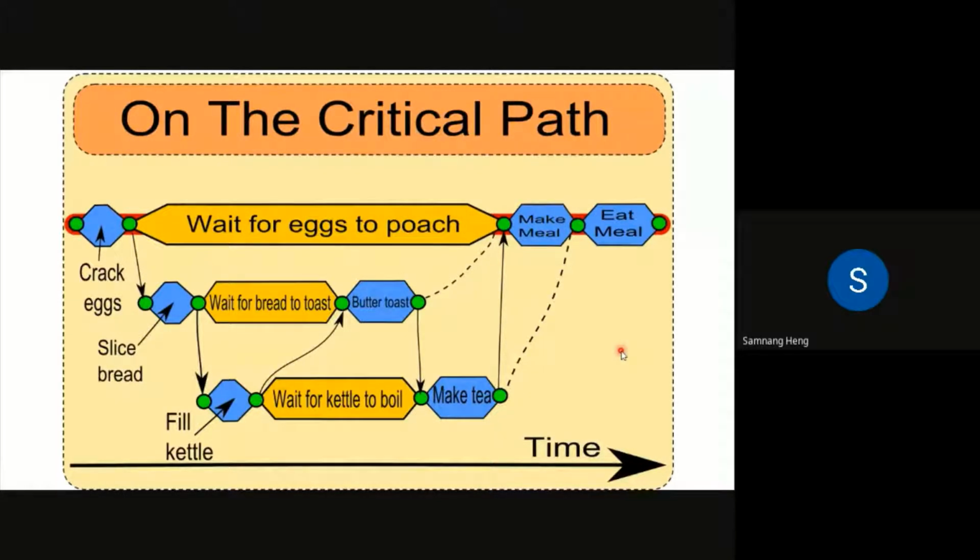On the other hand, the critical path is you do it like this. As I explained before, you crack the egg, you heat it up to poach the egg, and then you don't want to wait, you just start doing something else. This will save a lot of time if you get your breakfast done in like 30 minutes. Does everyone understand this concept?